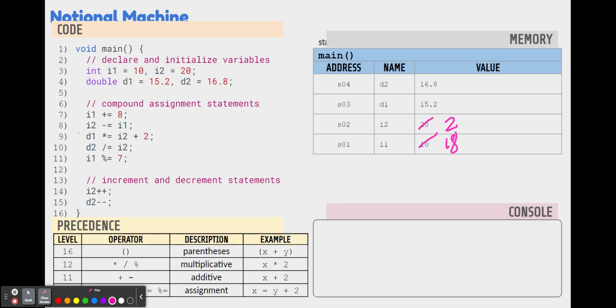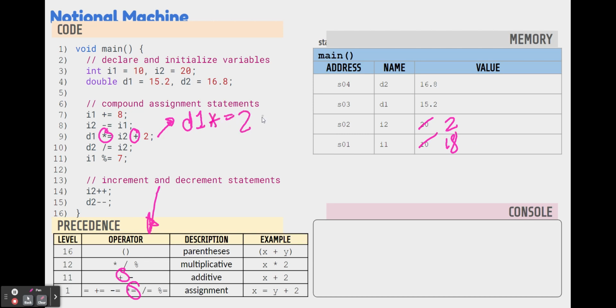Now we're going to look at line 9. So line 9 not only has this compound assignment operator, but it also has a plus arithmetic operator. And we need to figure out which one of these we evaluate first. Whenever we need to figure out what we evaluate first, we always head down to our precedence table. We're trying to figure out between the plus and the times equal. Well, the plus happens first. So this just turns into D1 times equal to I2 is 2 plus 2. So it turns into D1 times equal to 4.